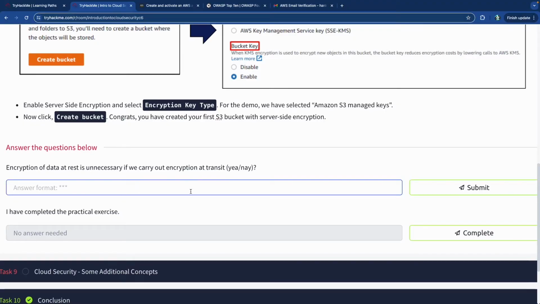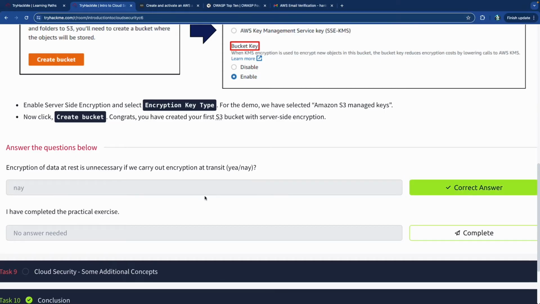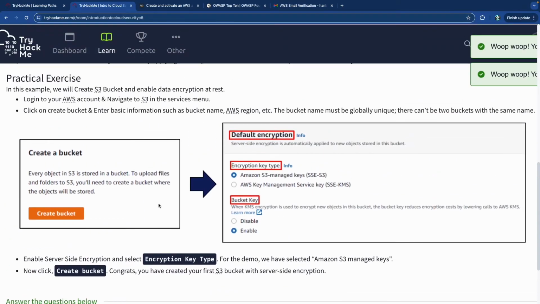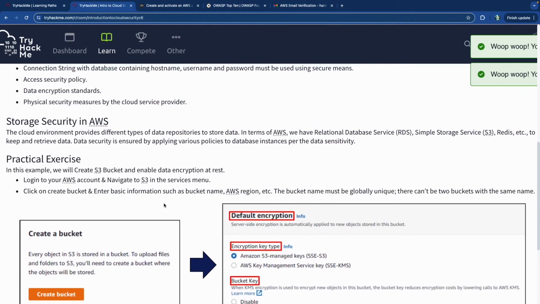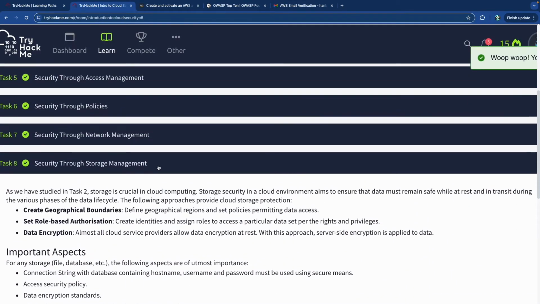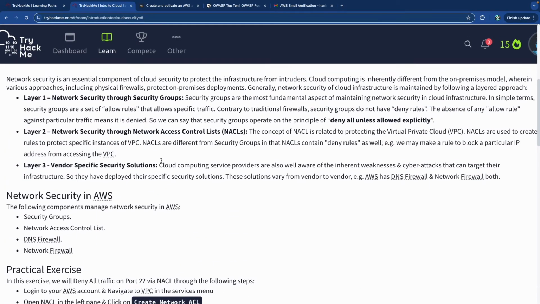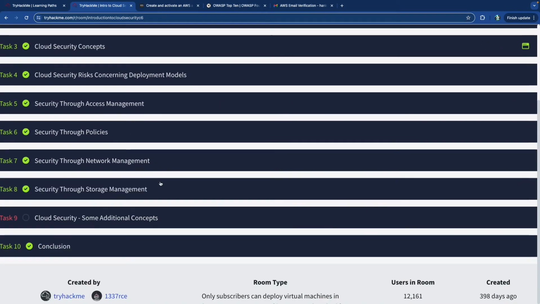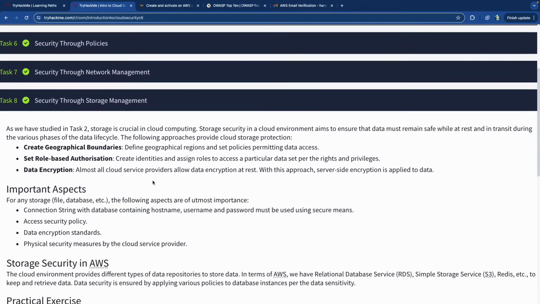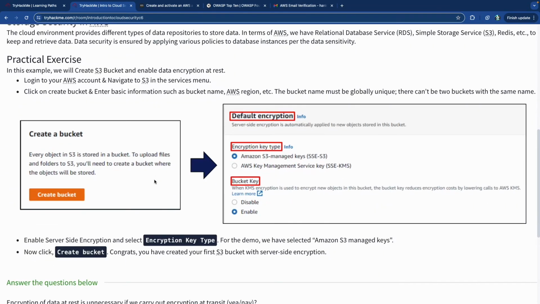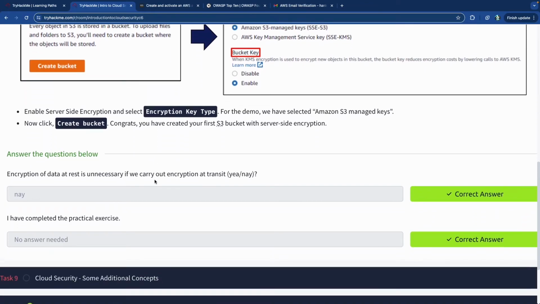If we carry out encryption at transit, that is not the case. You need to encrypt your data. And just so you know, when you do this, an S3 bucket has cost associated with it. I want to say that network access control lists don't, but I do know for a fact that when you create a database or an S3 bucket, there is a cost associated with it.